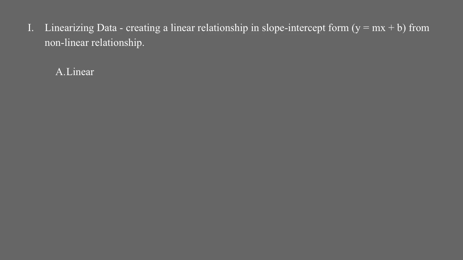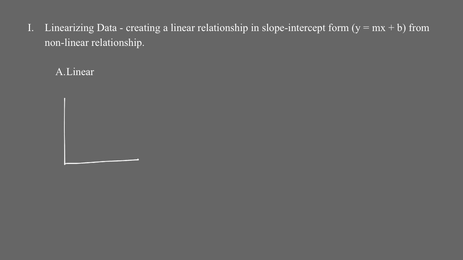Linearizing data is basically the process that we use in physics where if we have different graphs, we're always going to want to try to create a graph and put it into what's called slope-intercept form, or a graph that we can use the equation y equals mx plus b. Whether it's a linear relationship or not, we're going to try to linearize the data so that we can use this, because using this equation is a very simple way that we can gain information.